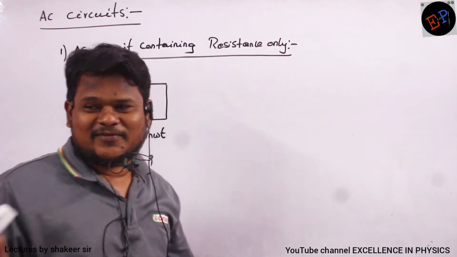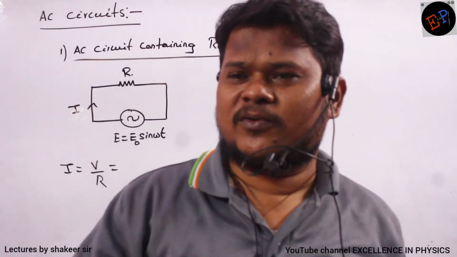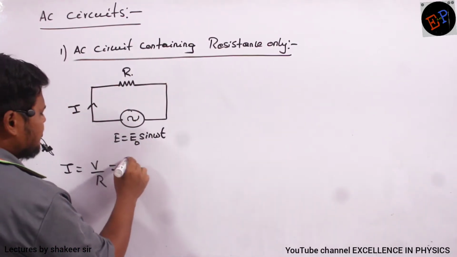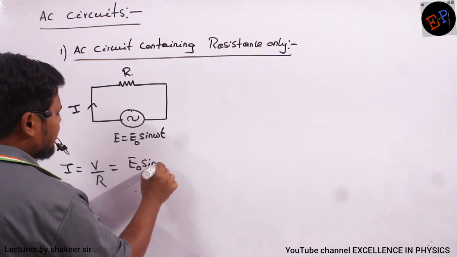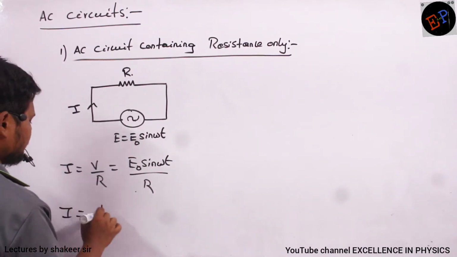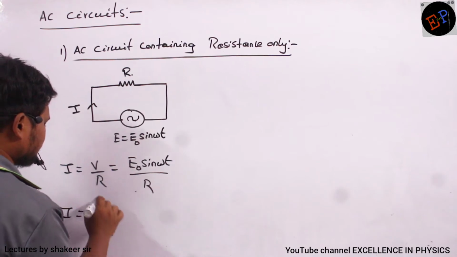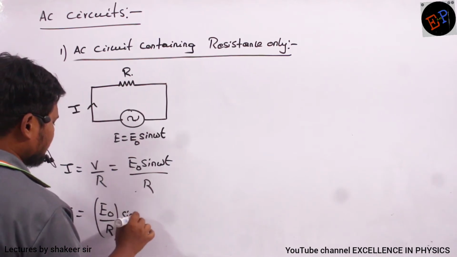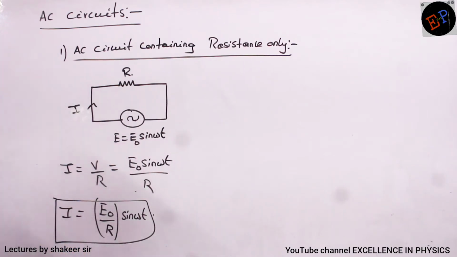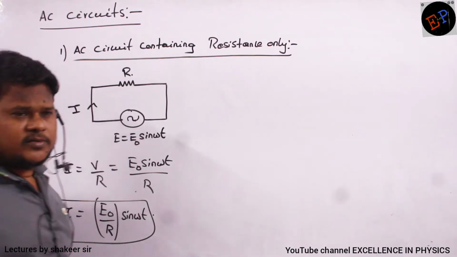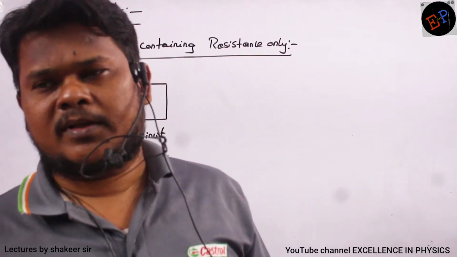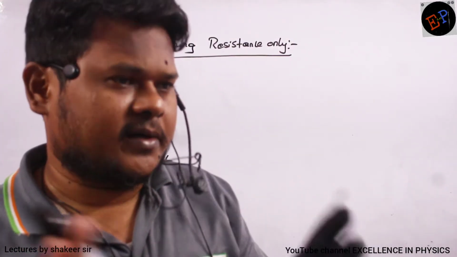E is not electric field. E is potential difference, V only. Are you able to understand? So V value is E naught sine omega t, and I is V divided by R. So therefore what I value did I get? E naught by R sine omega t. This is the equation of current which I got. So in all the circuits, what will we do? In all the circuits we will take the supply voltage and we will try to derive the equation of current.